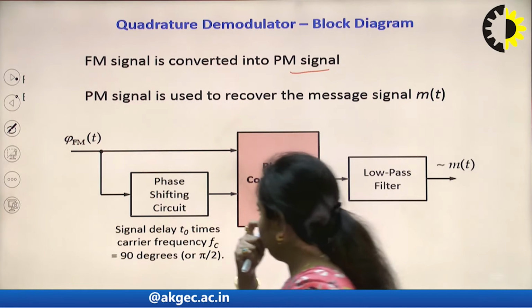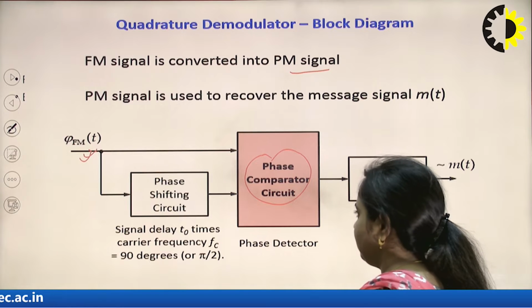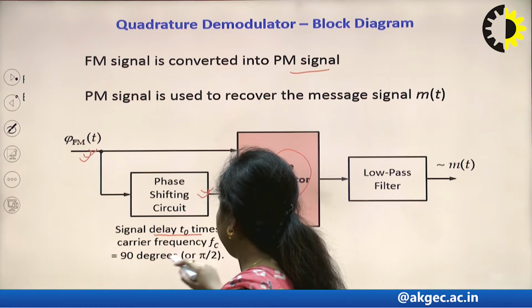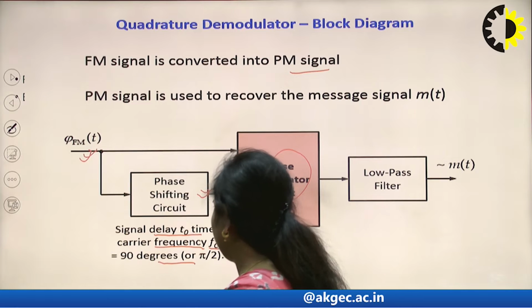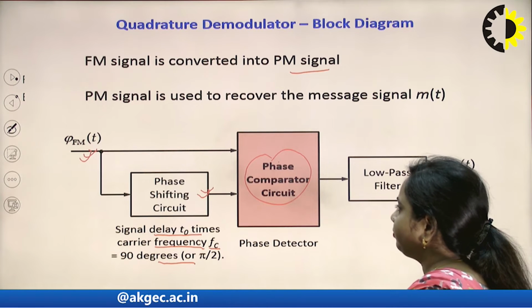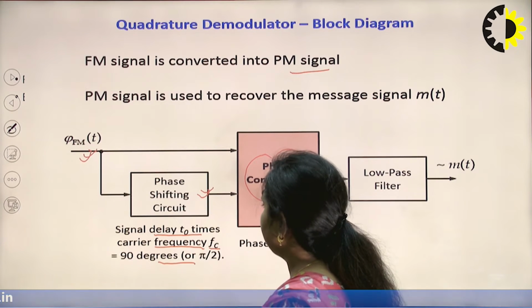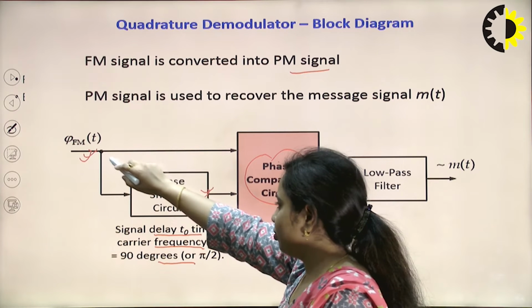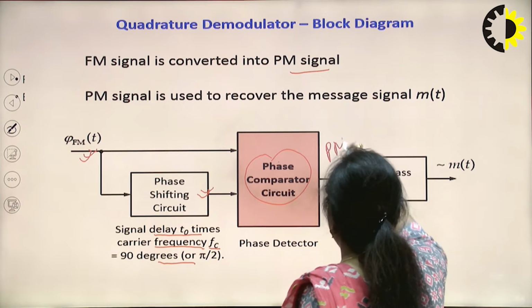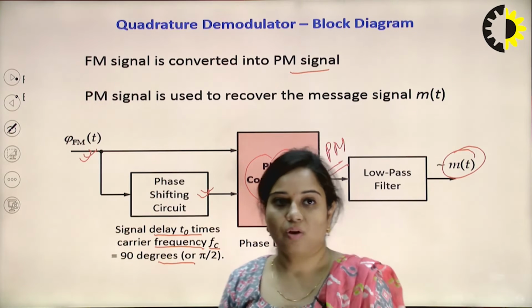The input to this is again an FM signal. It is directly applied to a phase comparator circuit, which is a phase detector. It is also applied to a phase shifting circuit, where the signal delay T naught times the carrier frequency fc equals 90 degrees or pi by 2, so a pi by 2 phase shift is applied. So, at the input to this phase comparator circuit, two signals are applied: the first is the FM, and the other is the pi by 2 phase shifted version of this FM. The phases of these two signals are compared, and a PM signal will be generated. Then it is passed through a low pass filter, and we have the message signal, the output of this PM signal.